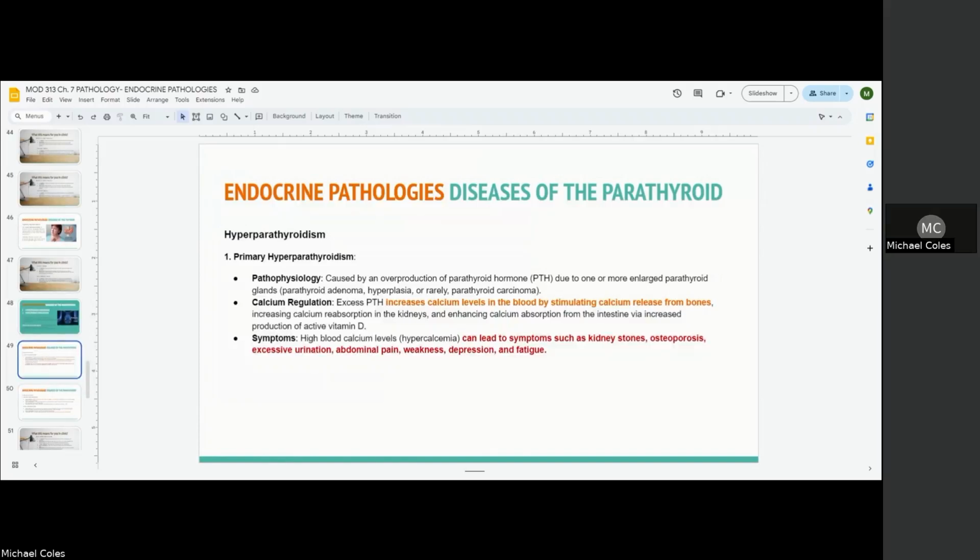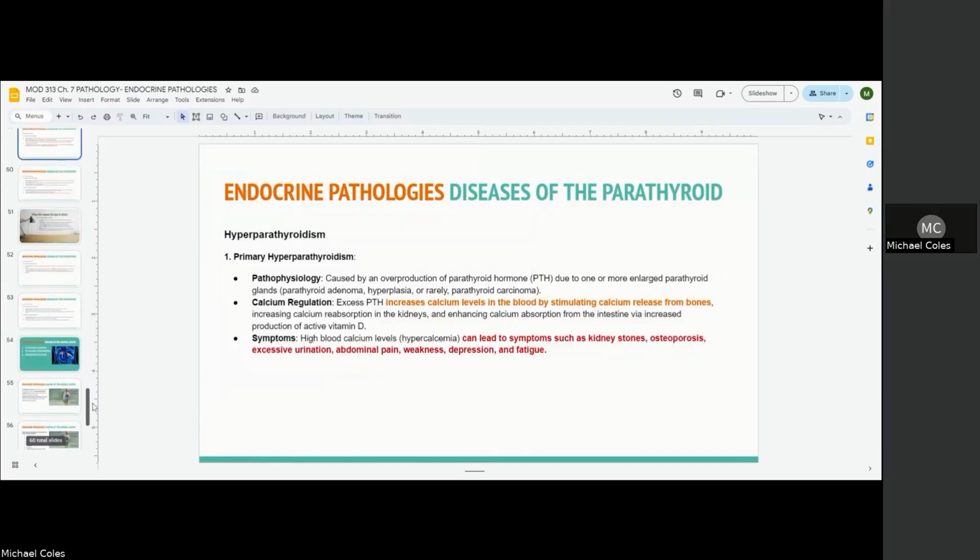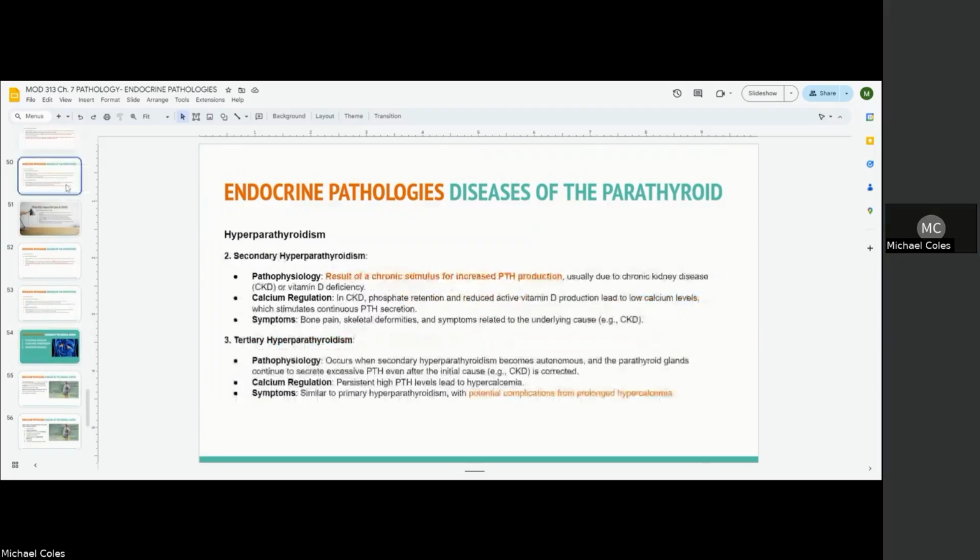You have excessive urination because your kidneys are trying to filter out all of this excess. Abdominal pain, weakness, depression, fatigue. Your body is working so hard, your kidneys are working so hard to do their job that eventually there's inflammation and swelling, and eventually it'll just stop working. They need dialysis, like the whole thing. Not fun.